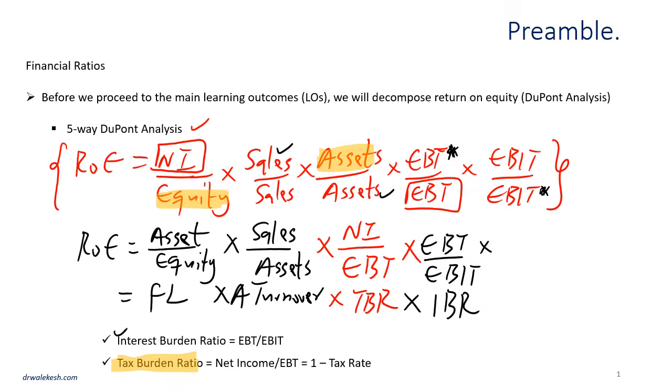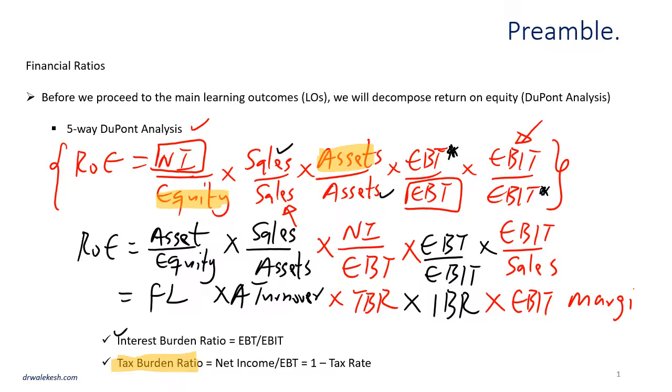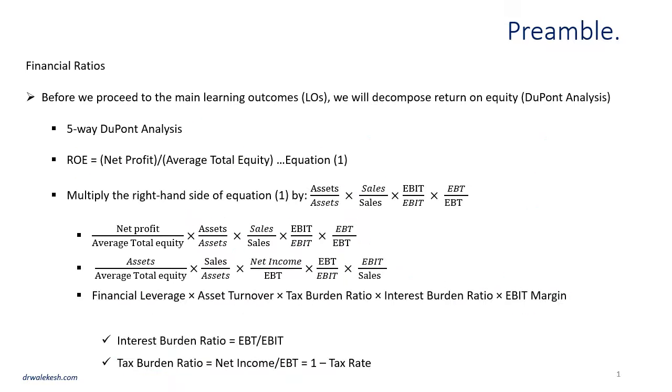What do we have left? What we have left is this against this. That's EBIT over sales. EBIT over sales is what we call EBIT margin. You would want to agree with me that return on equity is equal to financial leverage times asset turnover times tax burden ratio times interest burden ratio times EBIT margin. EBIT margin could also be called operating profit margin.